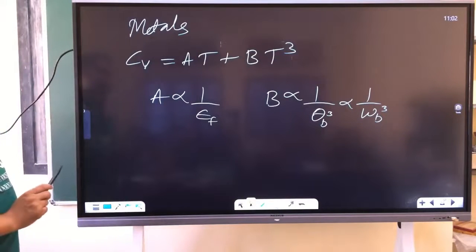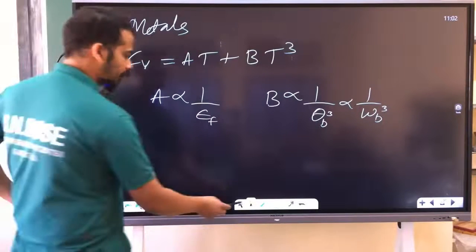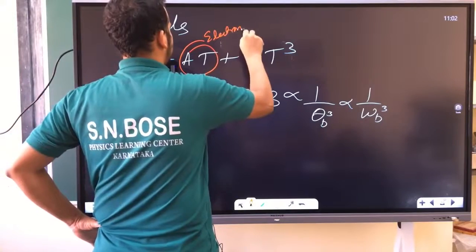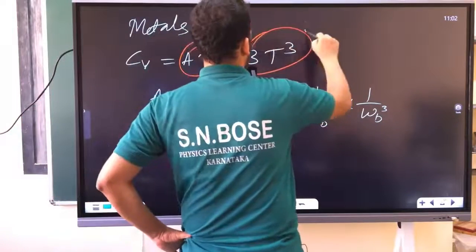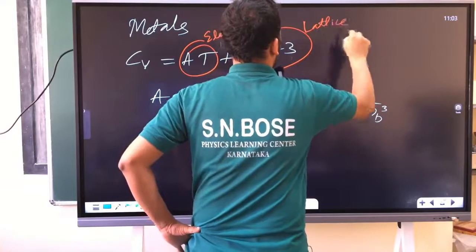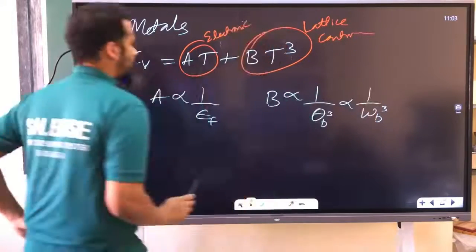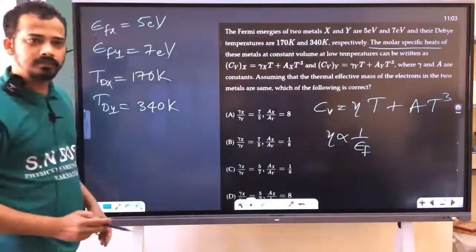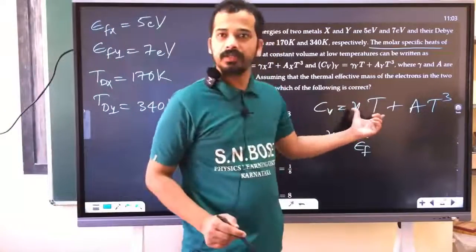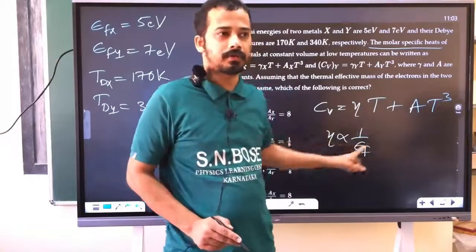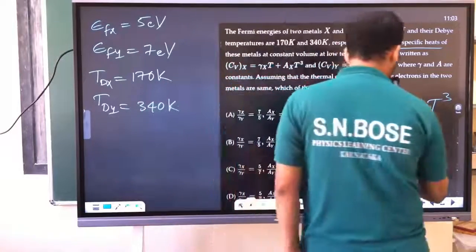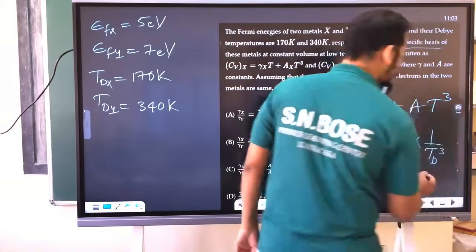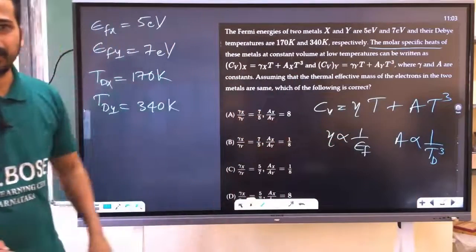Got my point? So what I'm saying here is, this one is the electronic contribution, this one is the phonon, lattice contribution. Got my point? So shall I proceed? This gamma, you should quickly find, this is the electronic contribution, this is the phononic contribution. That coefficient is inversely proportional to EF, this coefficient inversely proportional to TD cube, am I right? I'll write TD, not theta D, okay?